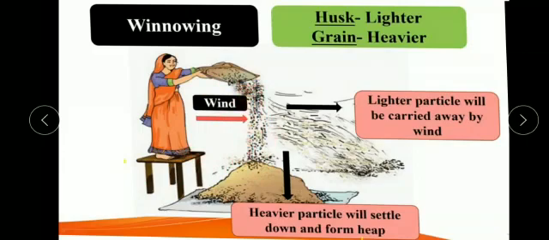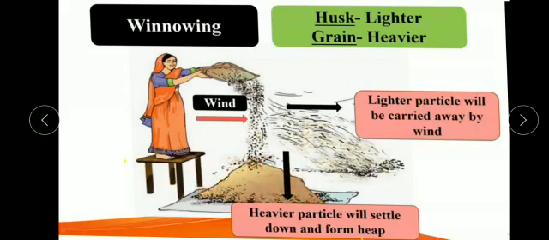So now what will happen? क्या होगा? Wind is blowing in this direction. Lighter particle यहाँ क्या है? Husk. तो in this case, the lighter particle will be carried away by wind. And the heavier particle, जो particle heavy है, heavy क्या है यहाँ पे? Grain है, वो क्या हो जाएगा यहाँ पे? Settle down हो जाएगा. और ये यहाँ क्या बना लेगा? ये form कर लेगा heap.